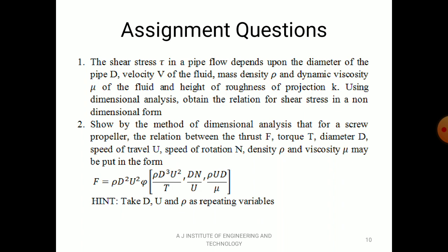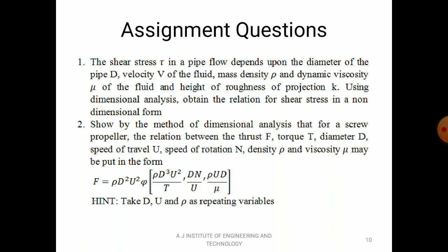They didn't mention here whether to use the Buckingham Pi theorem or Rayleigh method. As this portion is related to the Buckingham Pi theorem, you can just go with it because it is an easy method compared to the Rayleigh method. So I have to get an expression for shear stress, that is tau, unit is Newton per meter square, in terms of diameter d, velocity v, mass density rho, dynamic viscosity mu. Hope you know all the units and dimensions of these quantities. And one more term, height of roughness of projection.